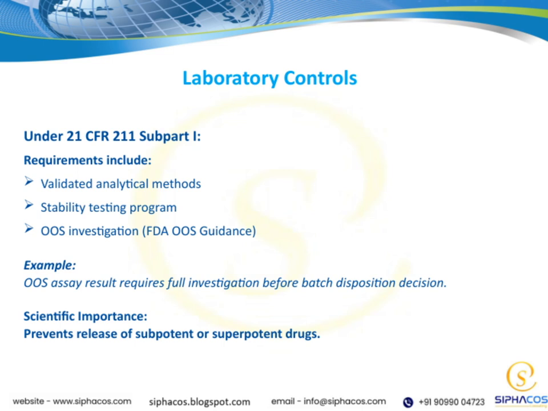For example, if an assay result falls outside the expected range, we can't just move on. We must conduct a full investigation before making any batch disposition decisions. This process helps us identify the root cause and ensure that only products meeting quality standards are released. The scientific importance of these controls cannot be overstated. They play a key role in preventing the release of subpotent or superpotent drugs, which can be harmful or ineffective. Overall, these laboratory controls form a vital part of our quality system, ensuring safety and efficacy throughout the product lifecycle.